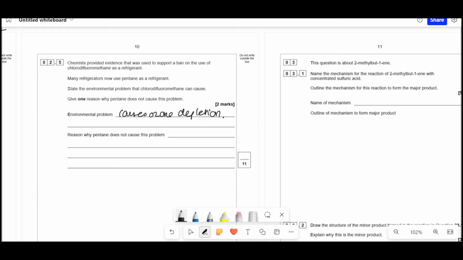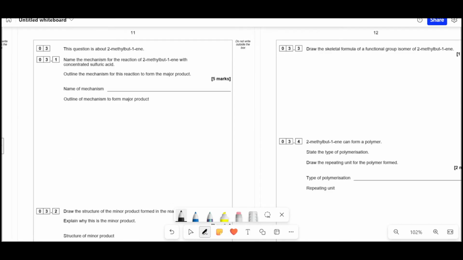And then the reason why. So think, why do chlorofluorocarbons cause ozone depletion? It's because they can form free radicals and react further. Why? Because of the C-Cl bond. So the reason pentane doesn't do it is because pentane doesn't have a C-Cl bond. So it doesn't make chlorine radicals, so it can't do all the rest of the stuff.